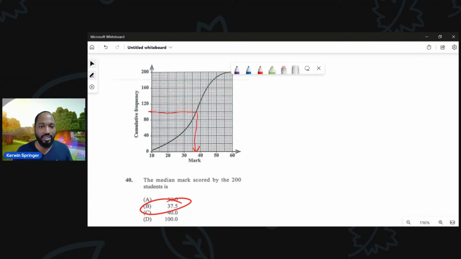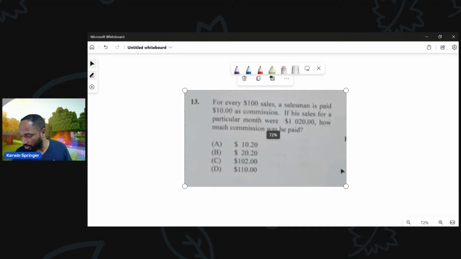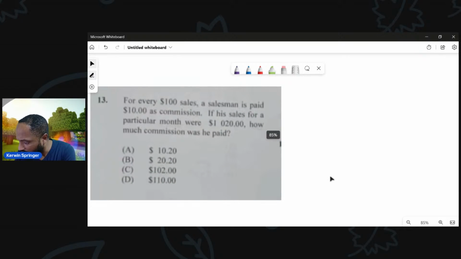Half of the chat say, see, all right, you want me to check it over? Okay, check it over. Every 100 sales, a salesman is paid 10. So what I did is find how many $100 sales are involved in this. So the answer could either be this or a little less.